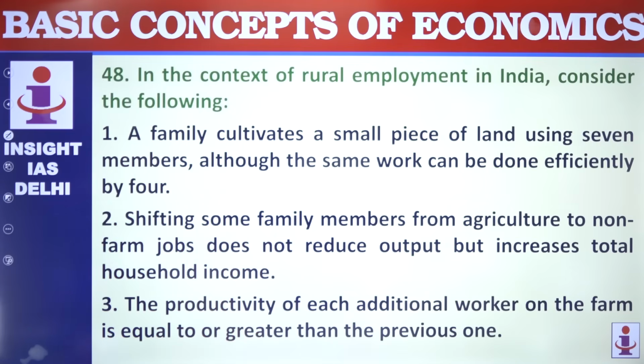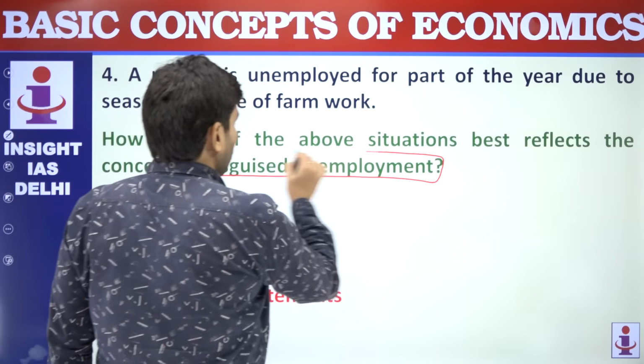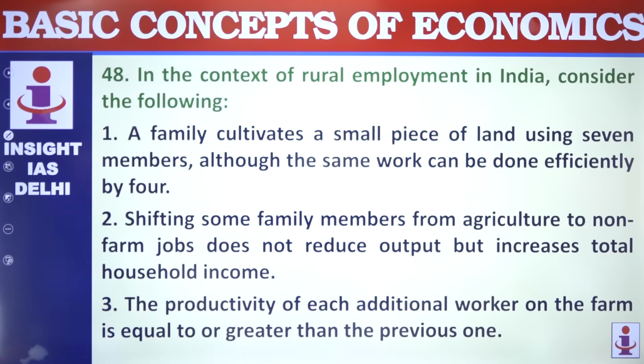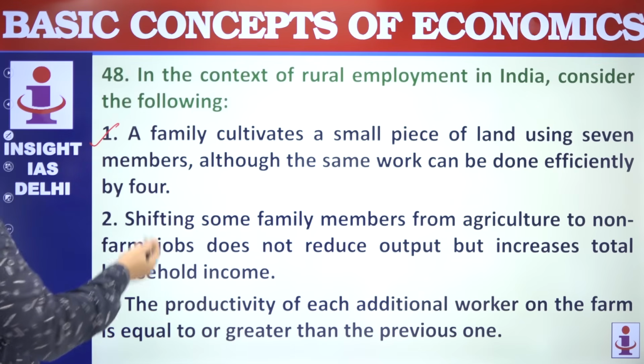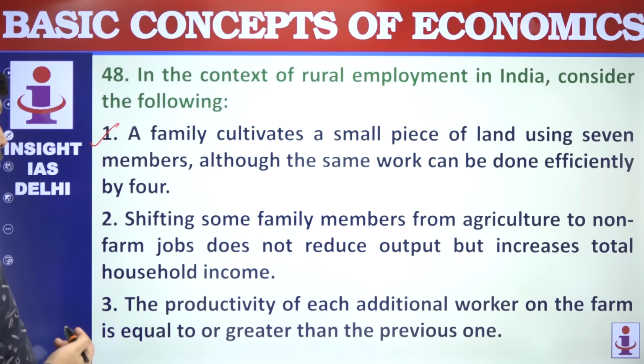A family cultivates a small piece of land using 7 members, although the same work can be done efficiently by 4. What is the question? Question is about disguised unemployment. Okay. So the question is, a family cultivates a piece of land using 7 members, although the same work can be done efficiently by 4. Yes. 7 लोग काम कर रहे हैं, but 4 से ही काम हो जाता. This is an example of disguised unemployment.